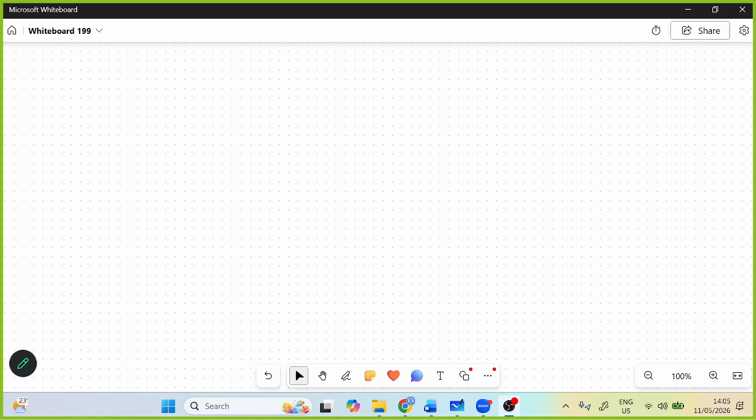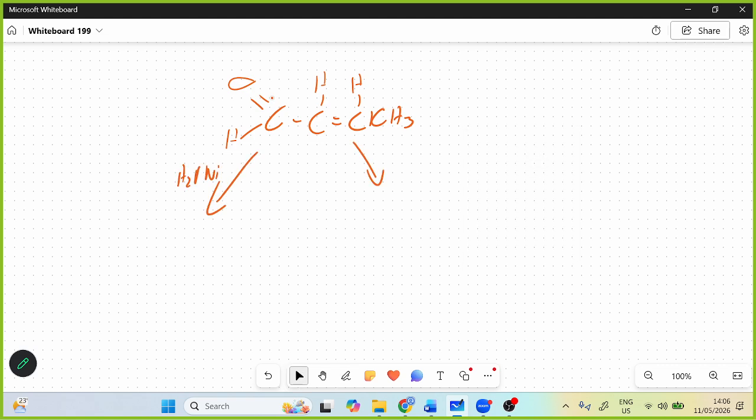Selective reduction. So here, A, B, 1 and 2, they are the same molecule. But-2-enal under either H2 and Ni or LiAlH4.